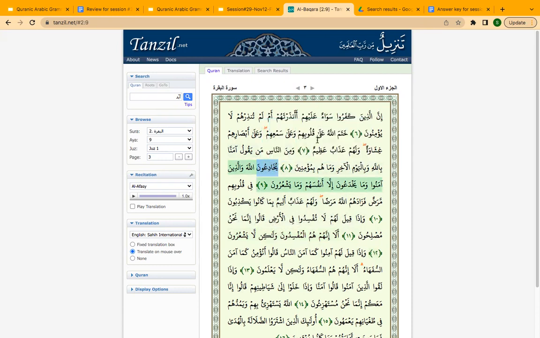Yukhadi'una. What do you think about yukhadi'una? Is it mudari or madi? Look carefully. Nobody is willing to answer. What happened, sister? Yukhadi'una. It is mudari, right? How do we know this is mudari? Yeah, simple, easy. It is ya that helped me identify that this is mudari.